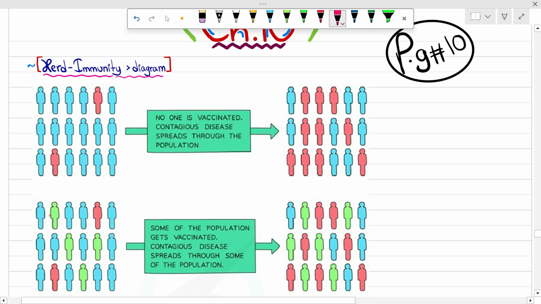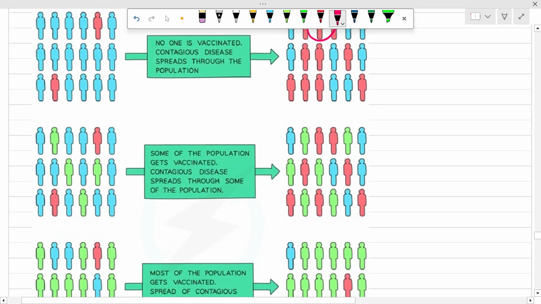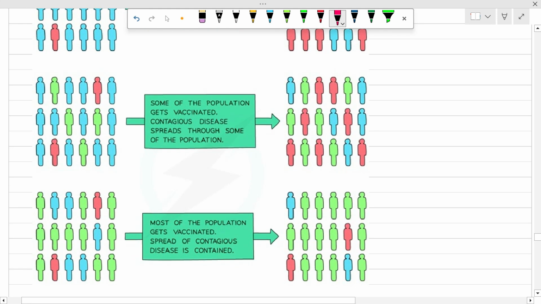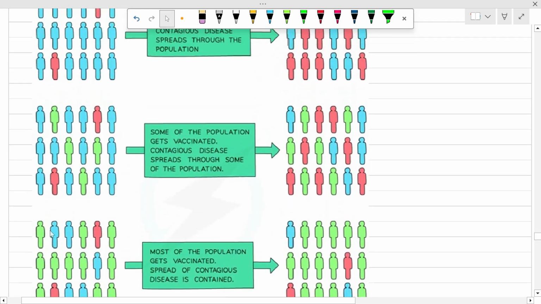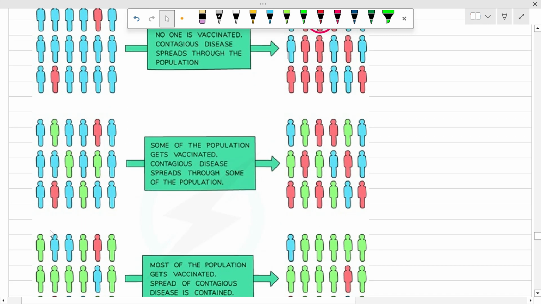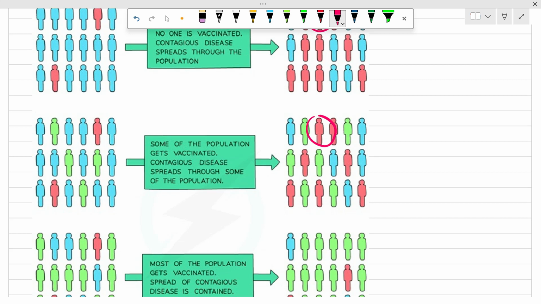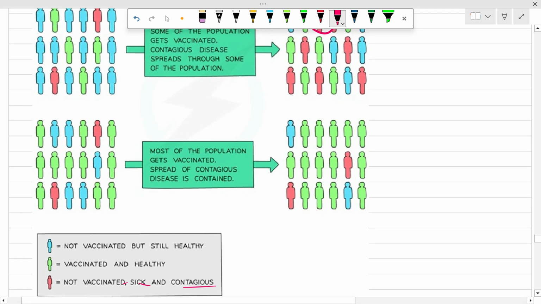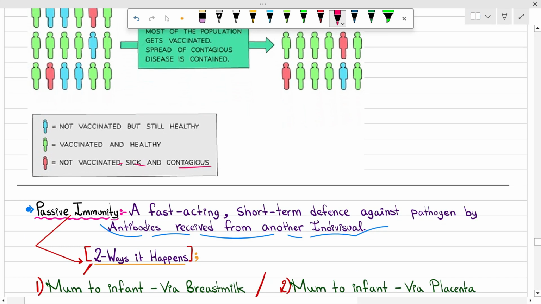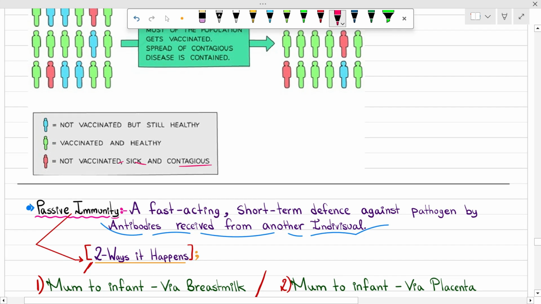Since no one is vaccinated, the contagious disease spreads throughout the whole population and the number of sick people increases. In the second one, some of the people are vaccinated but not all of them, and some are also sick, but the number of sick people has not increased as much as in the first one. In the third one, most of the population is vaccinated, and only 2 are sick. And that is all for herd immunity.